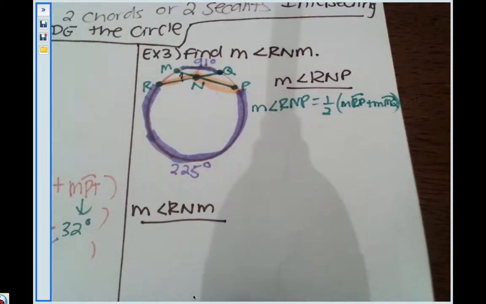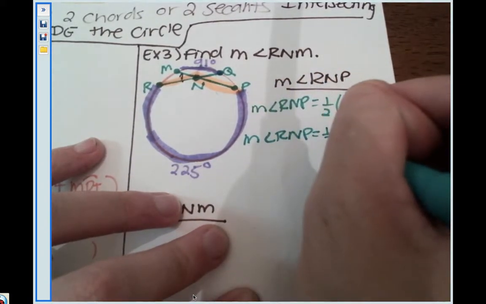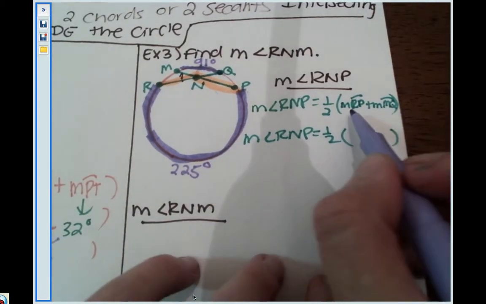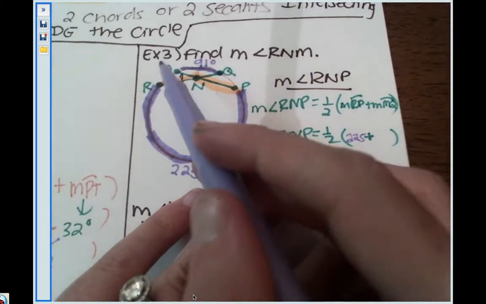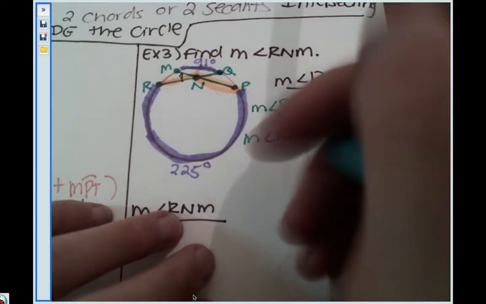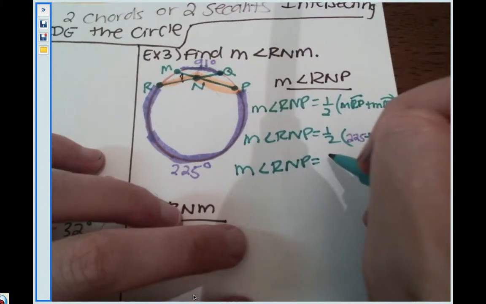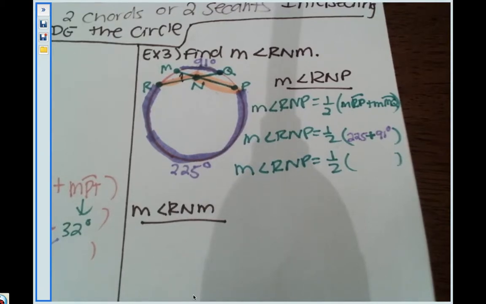All right, let's fill in our values. So the measure of angle RNP equals 1/2 of arc RP, which is 225, plus arc MQ, which is 91 degrees. All right, guys, let's do this thing. So the measure of angle RNP equals 1/2 of 225 plus 91, which, 225 plus 100 is 325, subtracted by 1 is 316. All right, let's keep going.